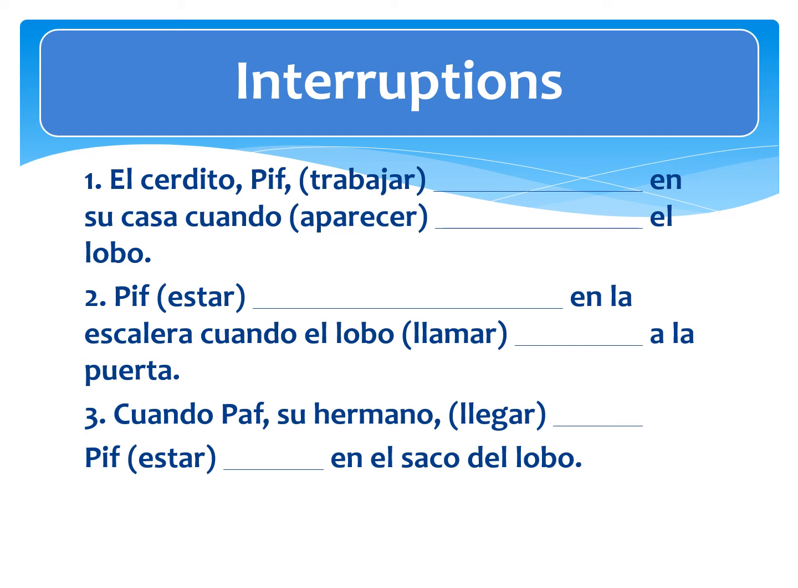So our first one, El cerdito Pif trabajaba, in the imperfect, that's the background information. En su casa cuando apareció el lobo, the wolf appeared, preterite. Dos, Pif estaba en la escalera cuando el lobo llamó a la puerta. Pif was on the ladder, imperfect. When the wolf knocked at the door, llamó.